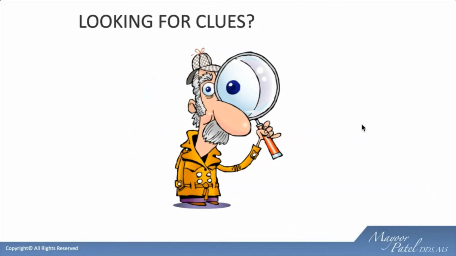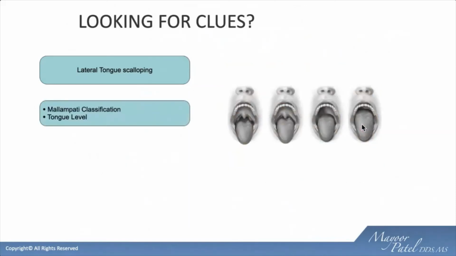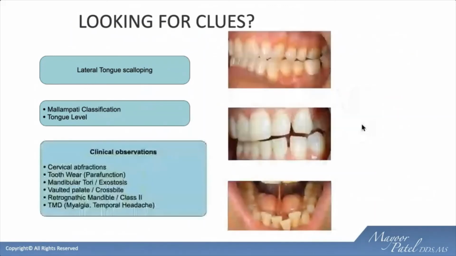So there was a year where I said, all right, if I'm not going to look at gender, age, BMI, or any of these variables, I'm just going to look at intraoral factors and make some referrals and see what comes out of it. So here's an example. If they had scalloping, and a Mallampati classification of a 3 or a 4, and/or a tongue level of medium or high, along with any one of these things, it could be a fracture, tooth wear, tori, any one of these components, I would write a referral to get them tested.